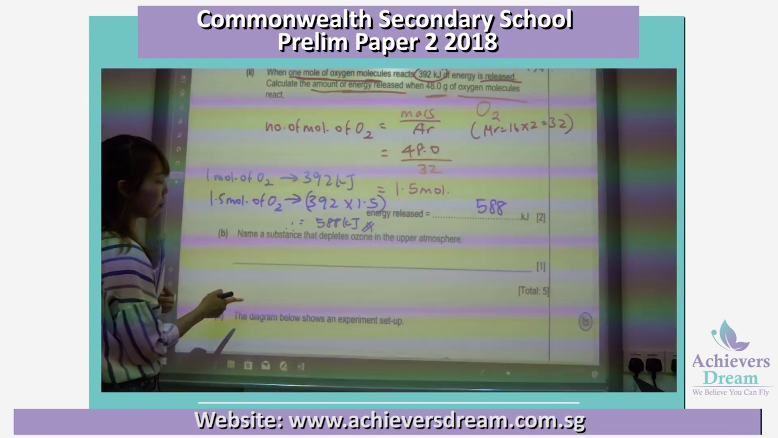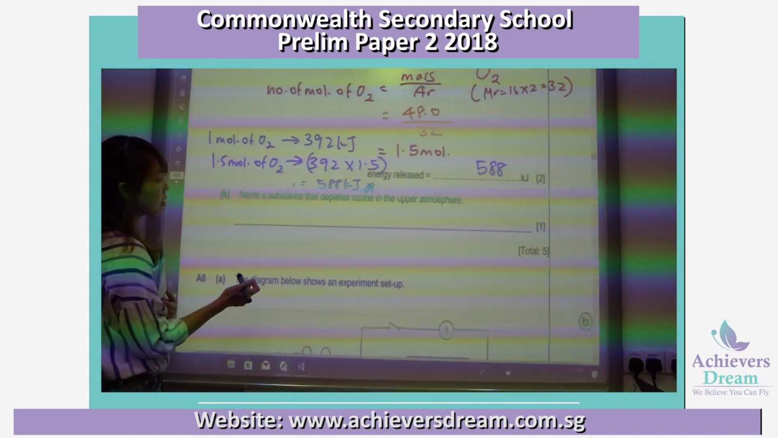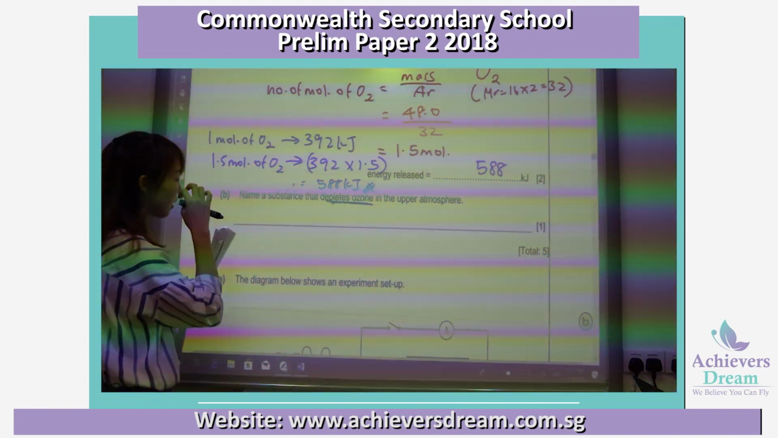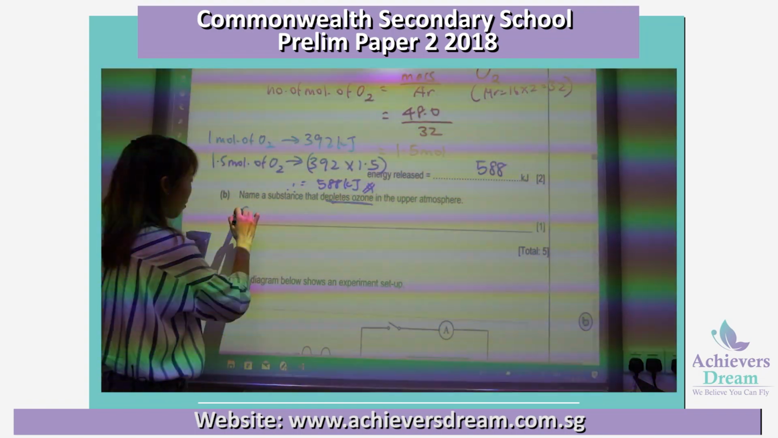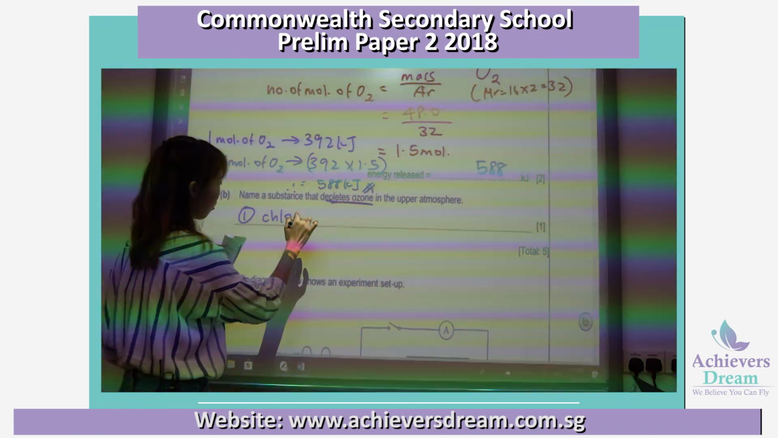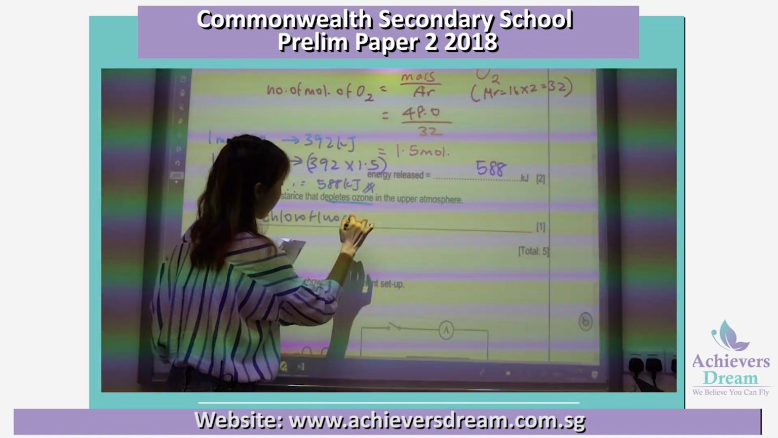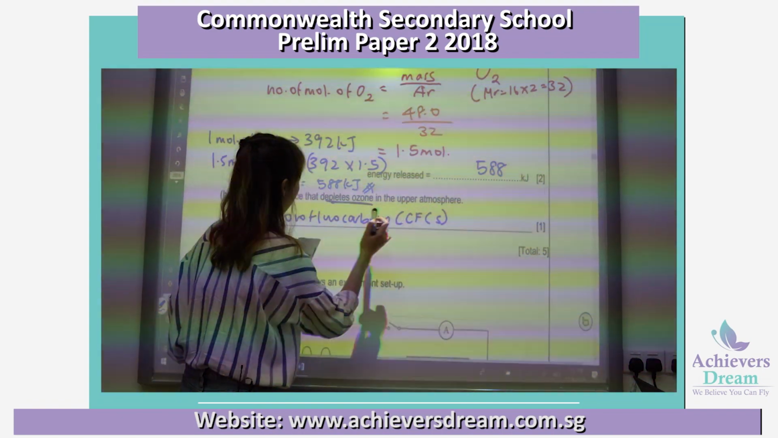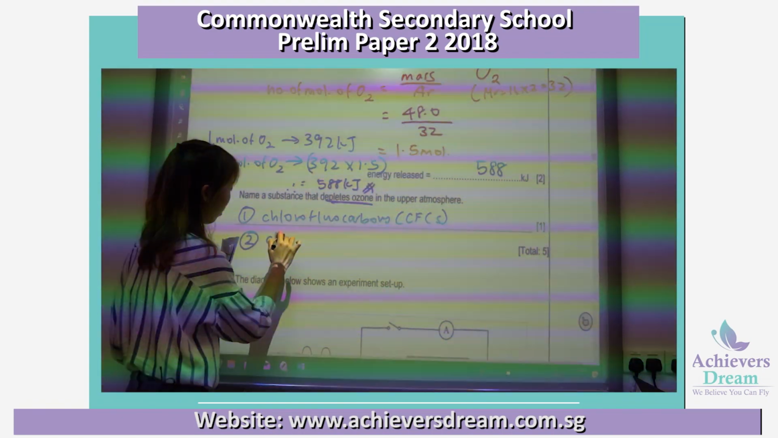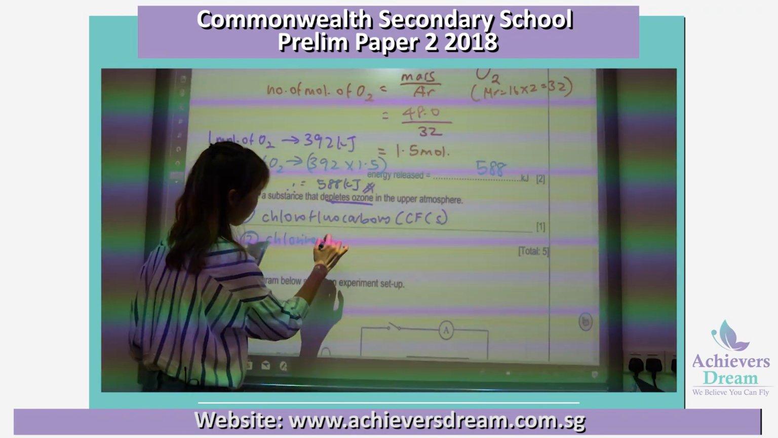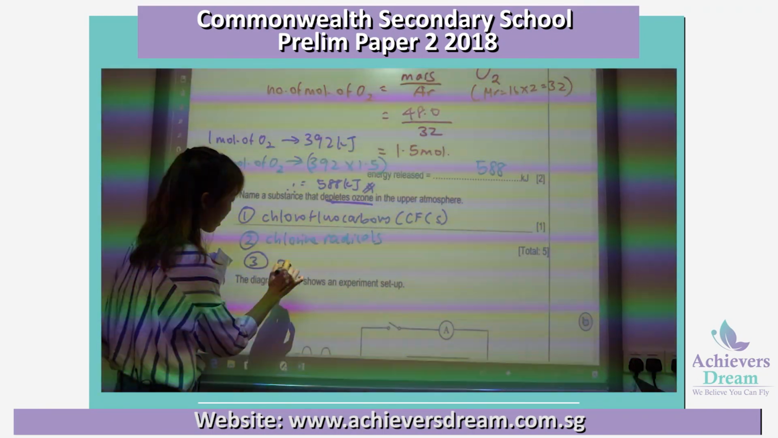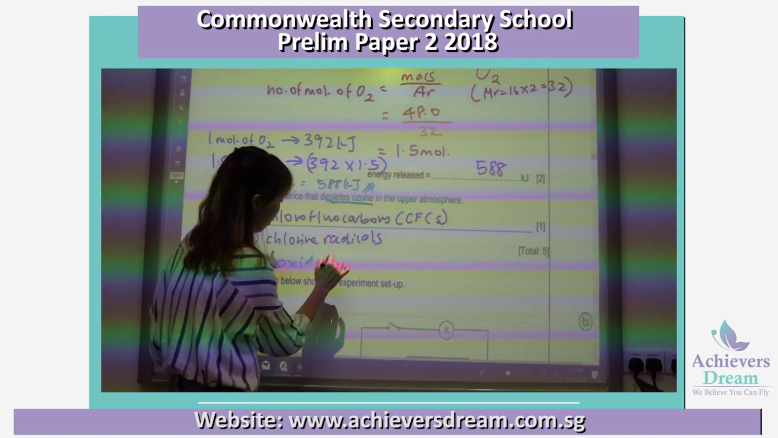Okay, then now part B. Name a substance that depletes ozone in the upper atmosphere. There's a few that you can choose from. So the first one you can write chlorofluorocarbons, which is your CFCs, or your chlorine radicals. You can also write oxides of nitrogen.